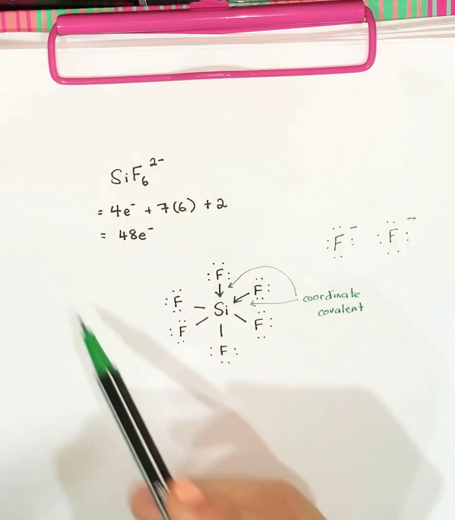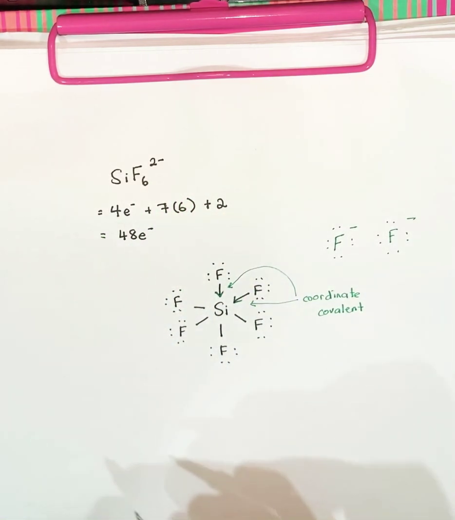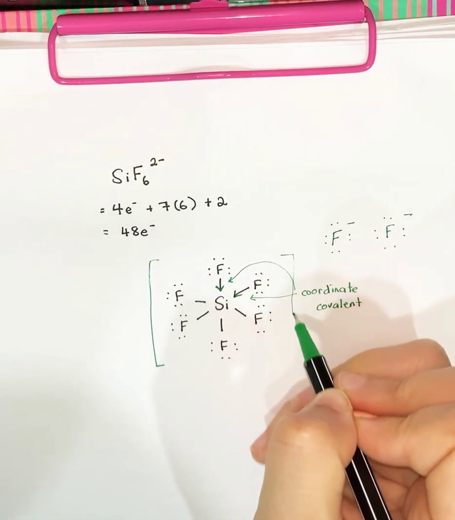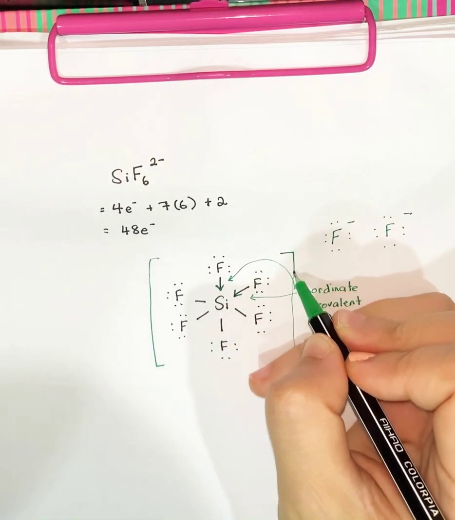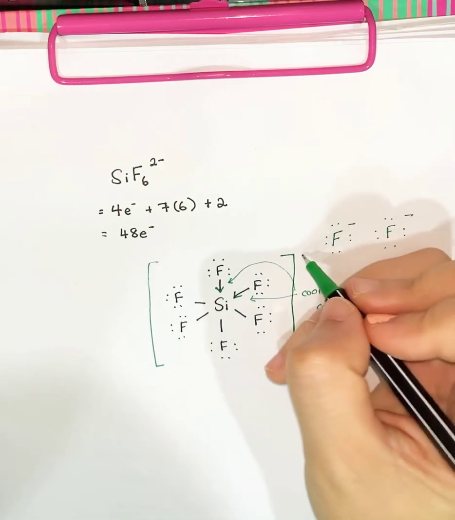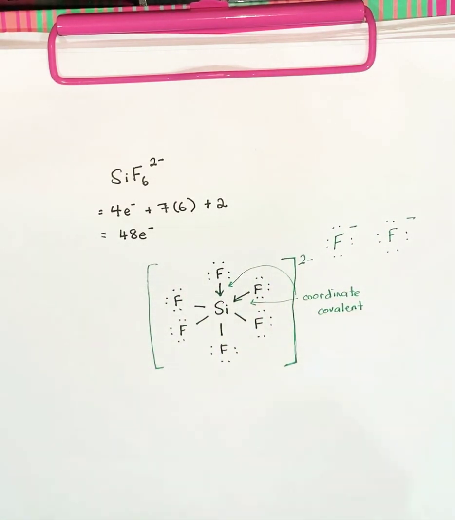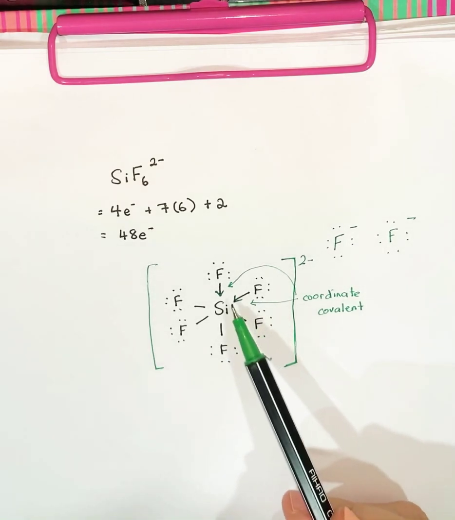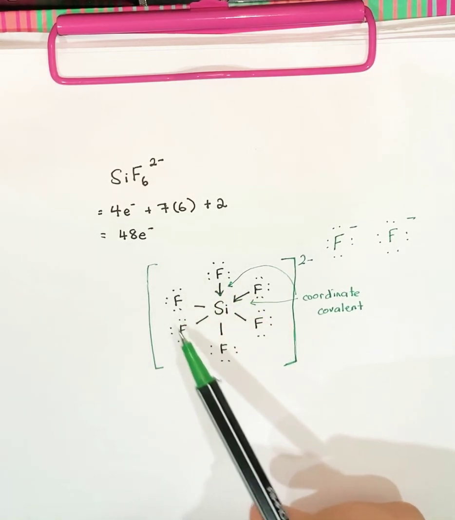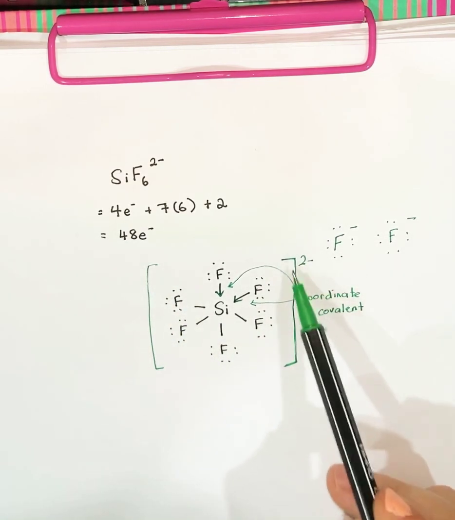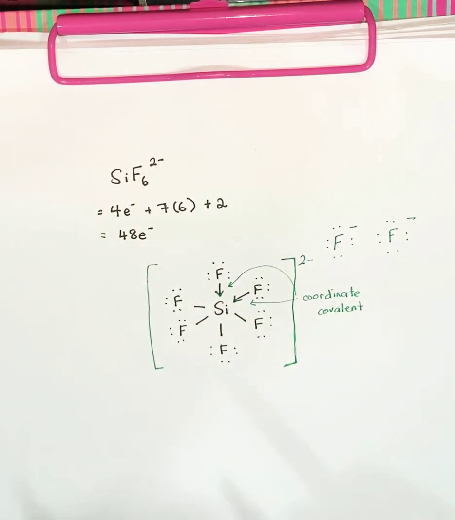But since this whole structure has a charge, I need to add a bracket to my structure, like so, and put 2-. So now my Lewis structure is complete. I've shown my coordinate covalence. All my electrons are accounted for. I have my bracket and 2- charge since my structure has a 2- charge, and it is done.